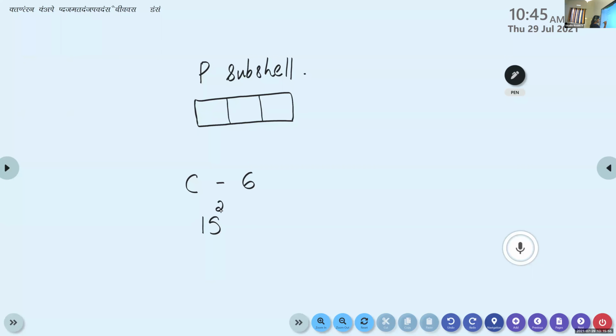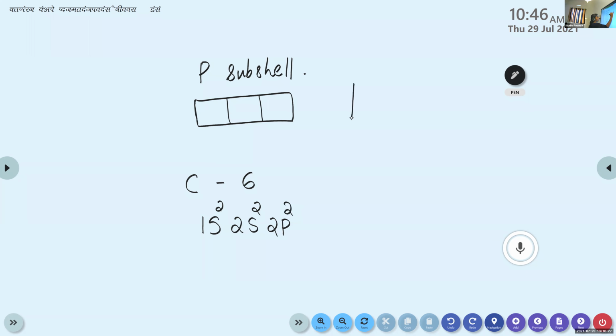1s2, the maximum number of electrons in the first shell, S subshell, is 2. Then 2s2, right? Then 2p. How many electrons are remaining there? Already 4 electrons are filled. Then in 2p, how many electrons are there? 2. Aditya? Yes, 1s2, 2s2, 2p2. So there are 2 electrons here.